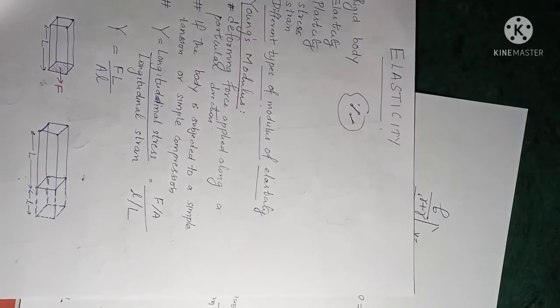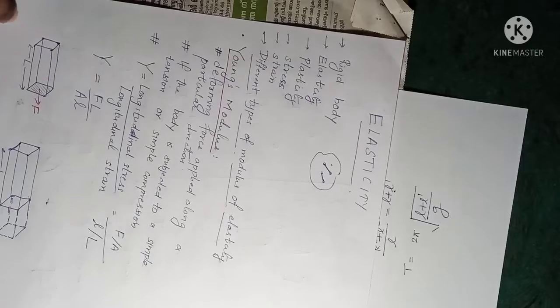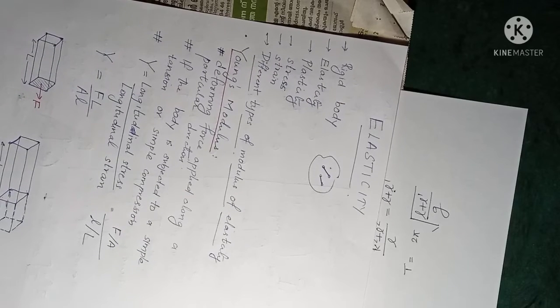So this is the Young's modulus, and it is also known as elasticity of length. The next modulus of elasticity is the bulk modulus, and in this the force is applied normally and uniformly along the surface of a body of area A, such that there is a change in volume small v in its original volume capital V.